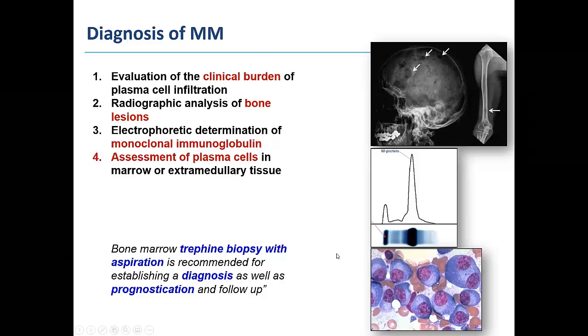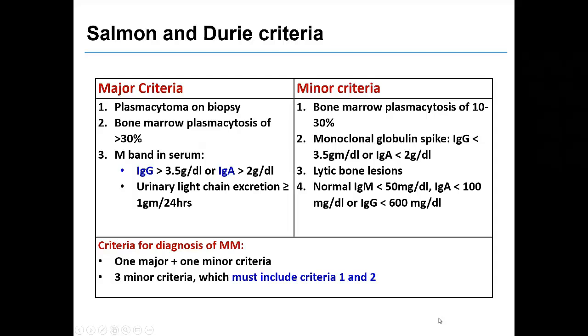Now, how to diagnose multiple myeloma for the burden of plasma cells: we have to do a bone marrow aspiration along with a trephine biopsy to make a diagnosis and assess how many plasma cells are present in the bone marrow. When we were students, we were taught the Salmon and Durie criteria for diagnosis of multiple myeloma.